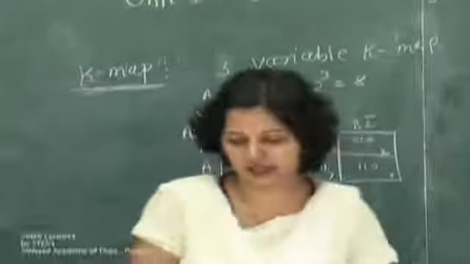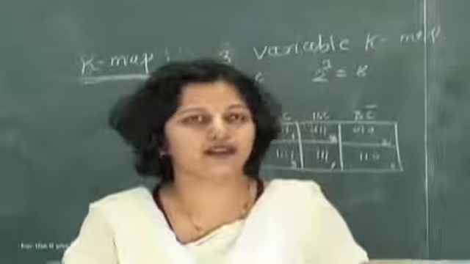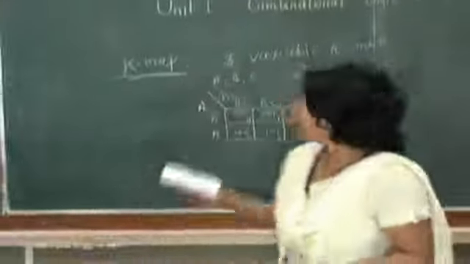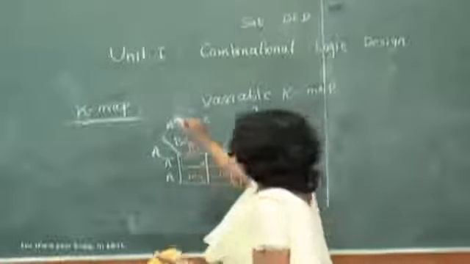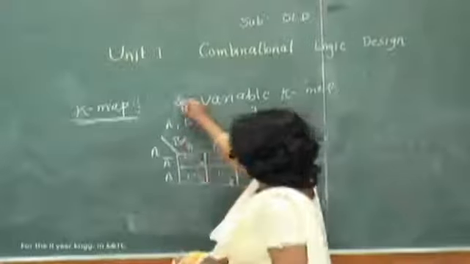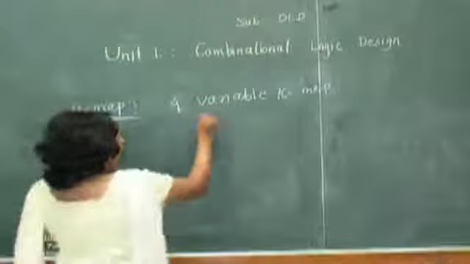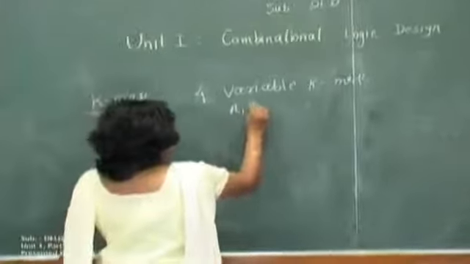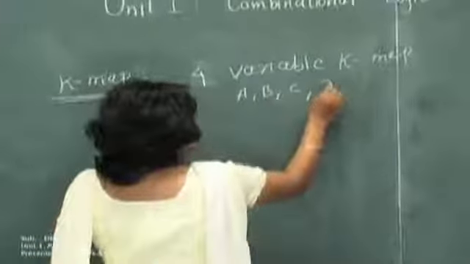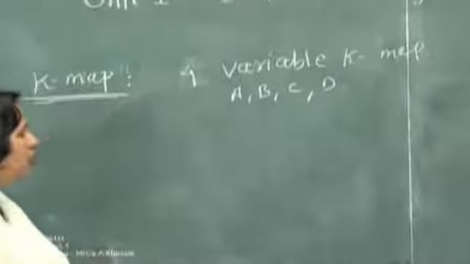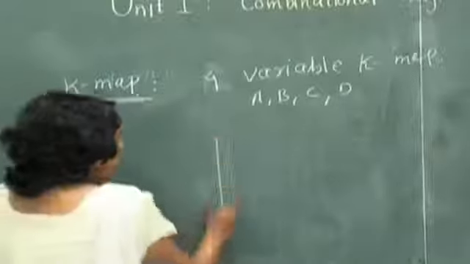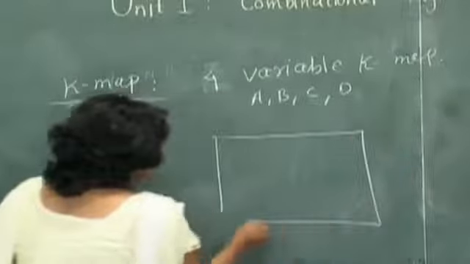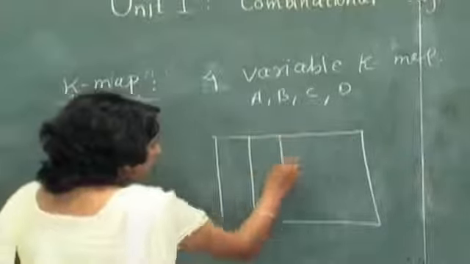So up till now we have seen the 2-bit K-map and the 3-bit or 3 variable K-map. Now we will go for the next, that is the 4 variable K-map. In the 4 variable K-map, there will be a total of 4 literals A, B, C, D, and 2 raised to 4, that means a total of 16 combinations, starting from all zeros and ending with all ones.